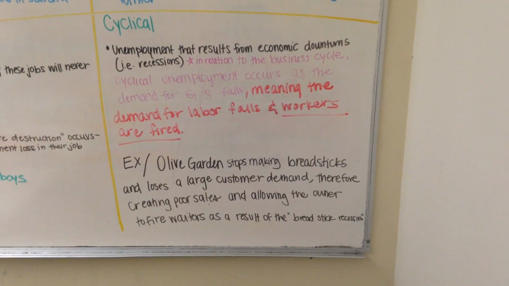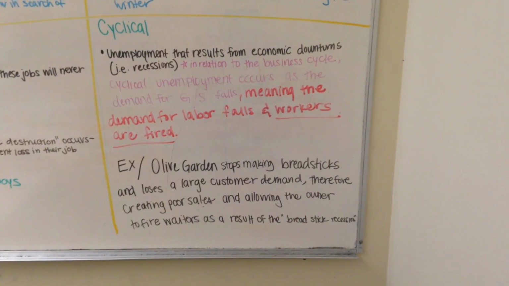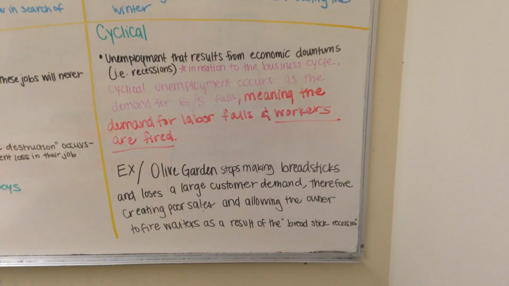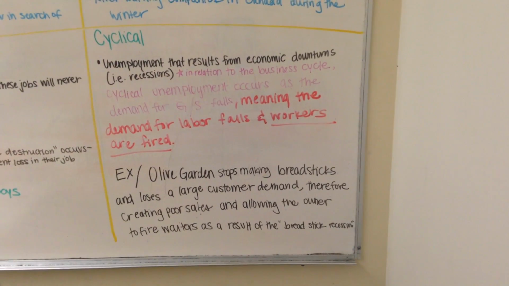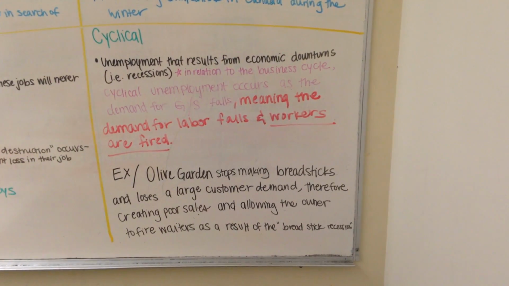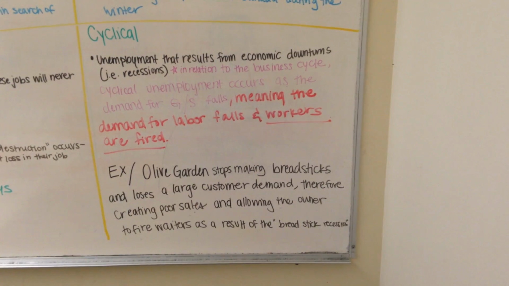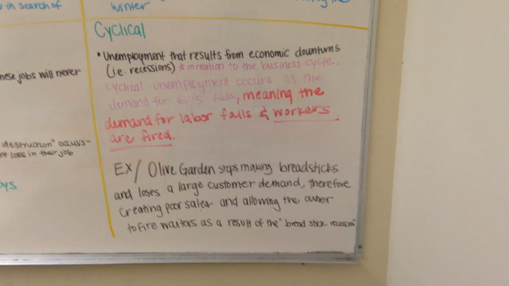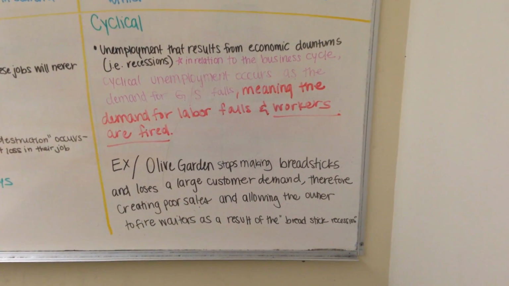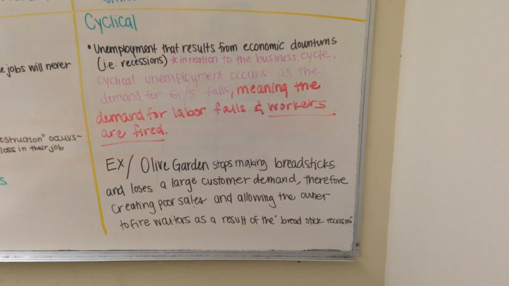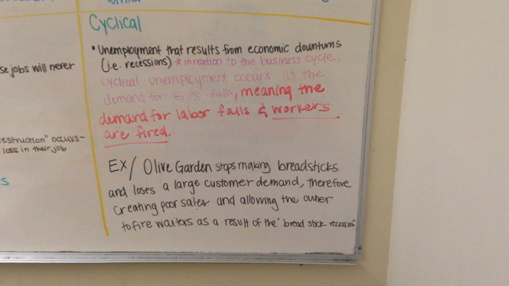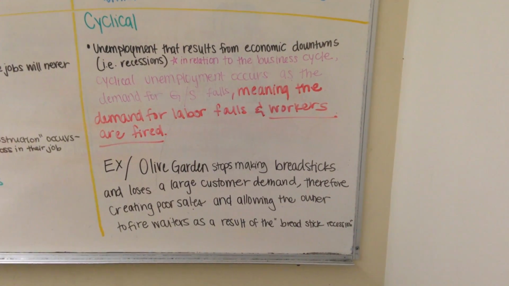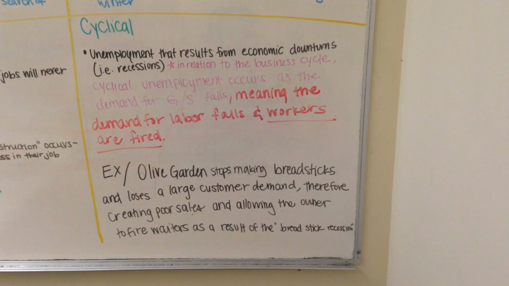The final type of unemployment is cyclical unemployment, which is unemployment that occurs from economic downturns, for example, recessions, in relation to the business cycle. Cyclical unemployment occurs as the demand for goods and services falls, meaning the demand for labor falls and workers are fired. In my example, Olive Garden stops baking breadsticks and loses a large customer demand, therefore creating poor sales and allowing for the owner to fire waiters as a result of the breadstick recession.